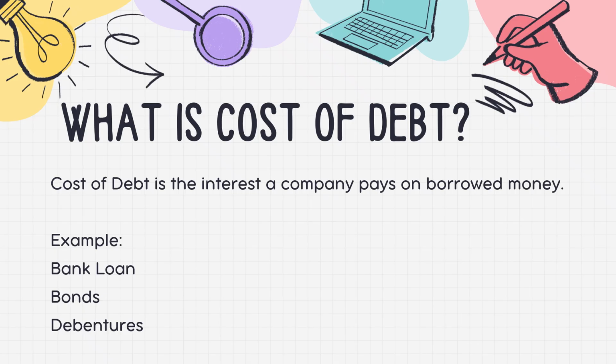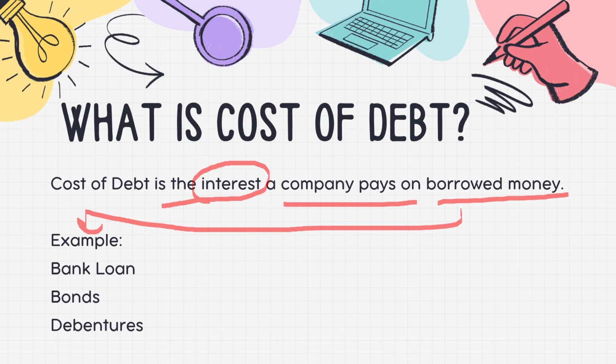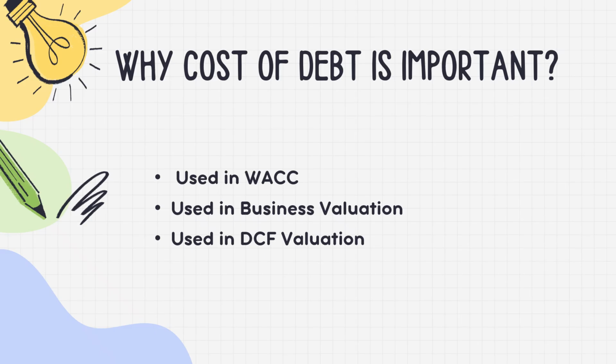Cost of debt is the interest a company pays on borrowed money. And from where is the company borrowing this money? From sources like bank loans, bonds, and debentures. Paying the interest on this borrowed money is the cost of debt. I hope you understand this, it is easy. So here, why is cost of debt important?